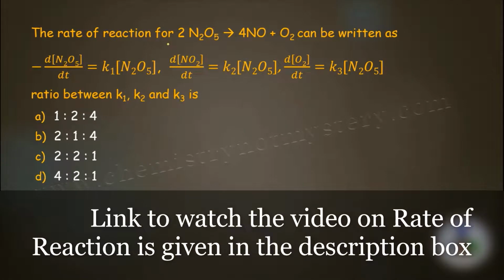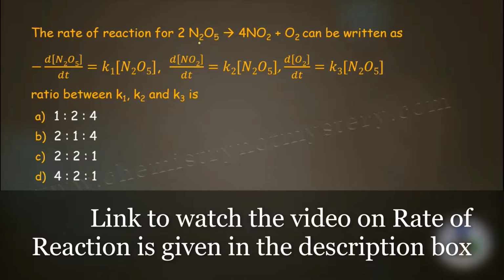The rate of reaction for 2N2O5 gives 4NO2 plus O2 can be written as minus dN2O5 over dt is equal to K1 concentration of N2O5 and dNO2 over dt is equal to K2 multiplied by the concentration of N2O5 and dO2 over dt is equal to K3 multiplied by the concentration of N2O5. The ratio between K1, K2 and K3 is, and these are the options. To solve this question, apply the concept of instantaneous rate.